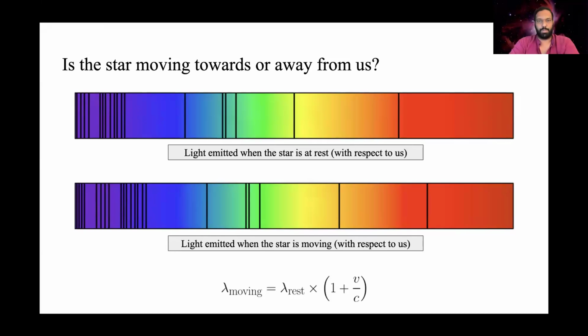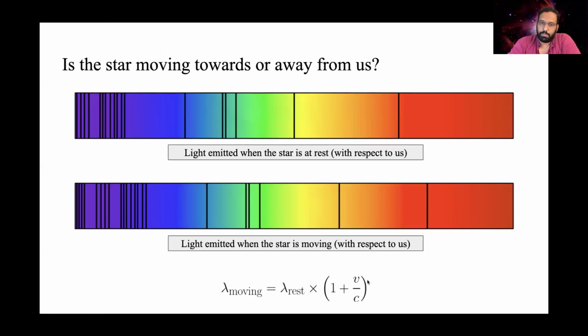So for example, I'm showing two spectra here. One is of a star that is, say, at rest with respect to us, and the other is of a star that's moving with respect to us. And what you should be able to see is that the same types of lines exist in both of these spectra, but they are shifted towards the right. So in this particular case, they're shifted a little to the right towards the red region of the spectrum. And so this star is red shifted. Its light is red shifted, which means that it's moving away from us.